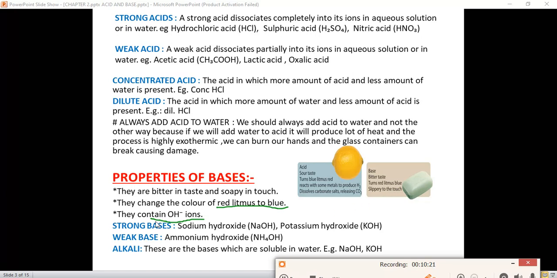Base: they are bitter in taste, turn red litmus blue, slippery to touch. Okay. Now we will see what are strong bases. Some of the examples of strong bases are sodium hydroxide, potassium hydroxide.